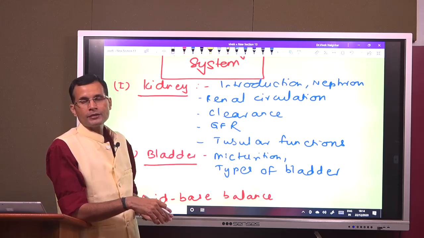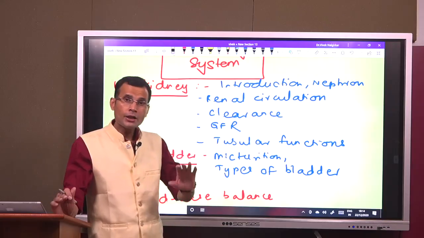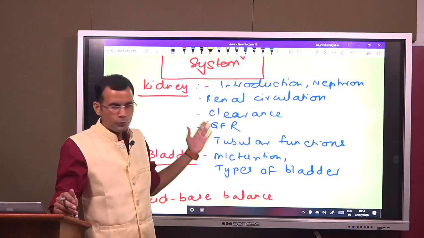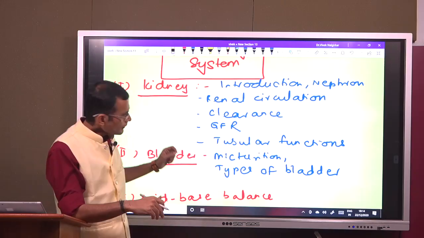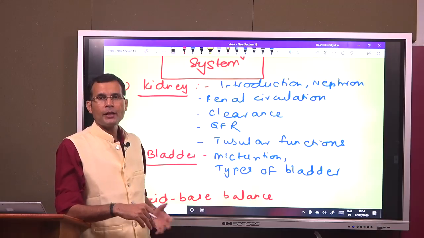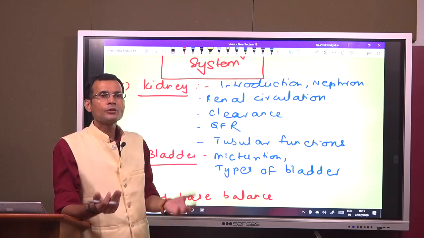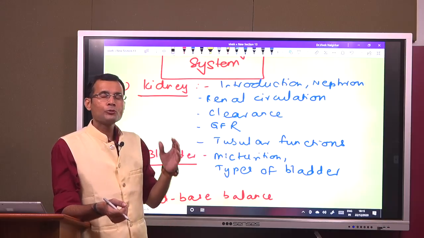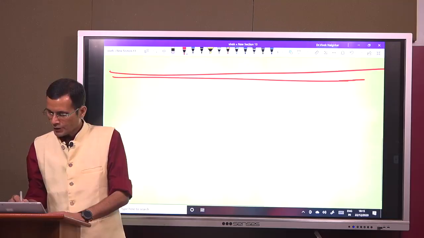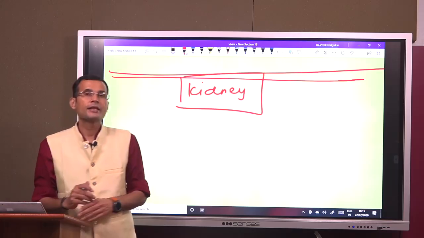In the kidney, we will discuss introduction, nephron, JG apparatus, renal circulation, then the clearance concept. Lots of questions have come in the past related to the concept of clearance. Then, of course, GFR, a big topic, factors influencing the GFR, and tubular functions, how the substances are reabsorbed, how sodium and water are handled by various parts of the nephron, starting with the kidney. And this is an introductory part.